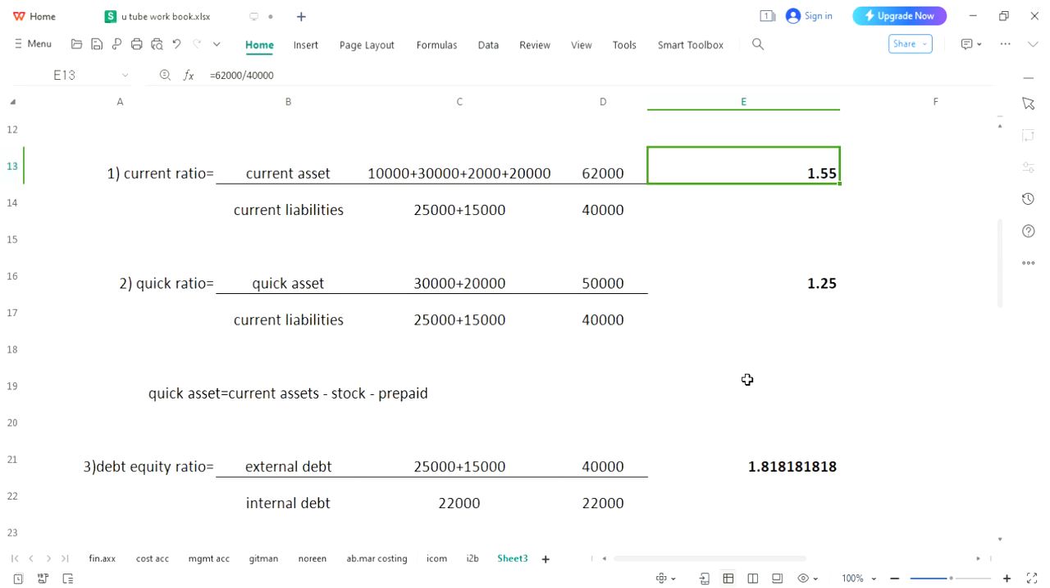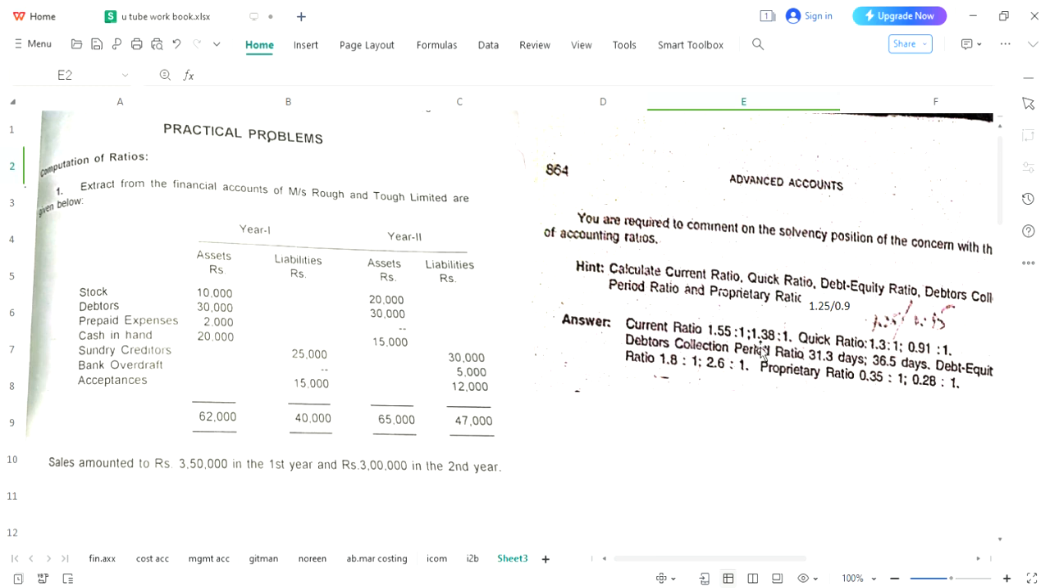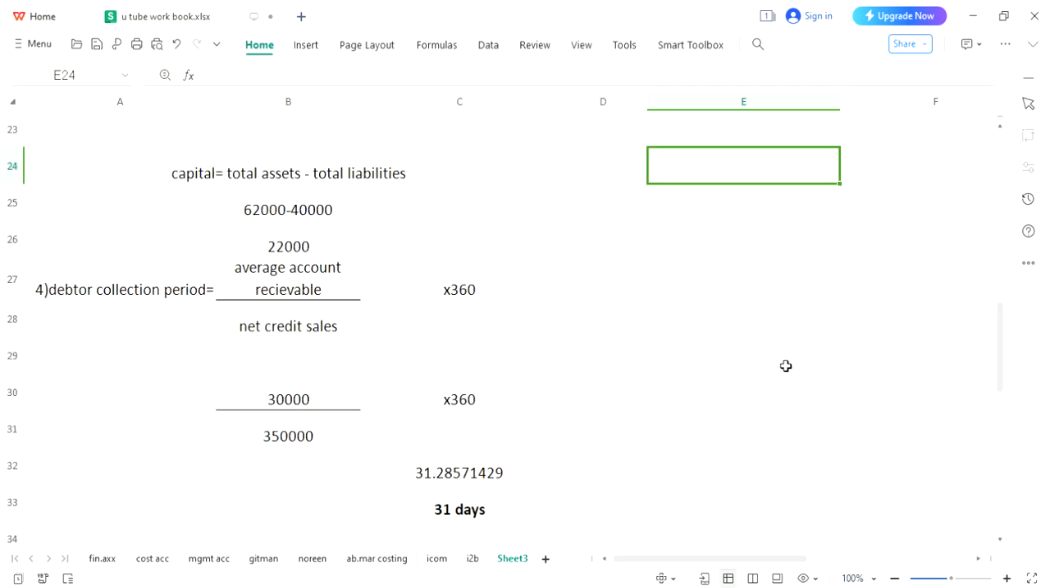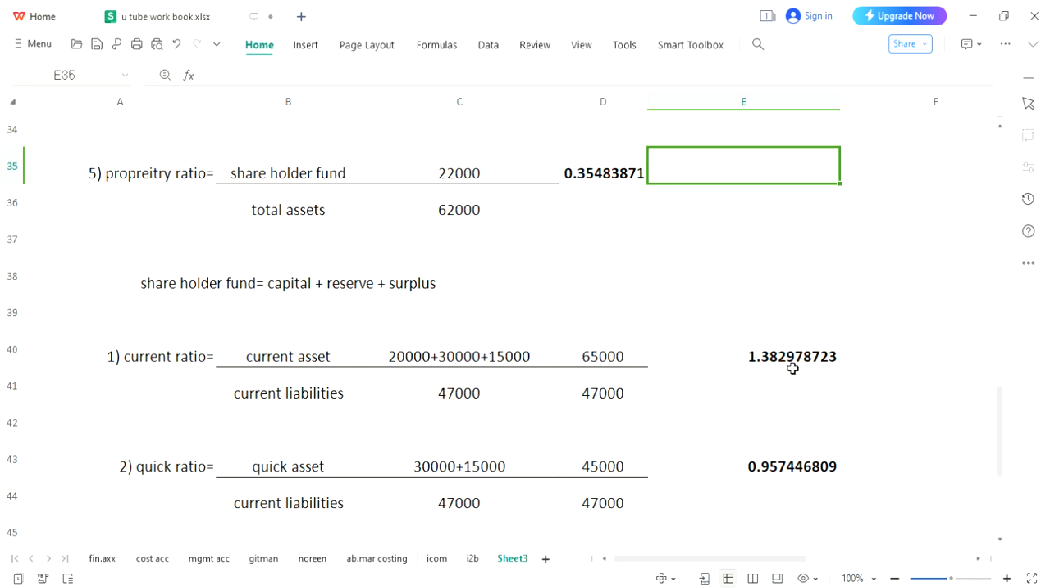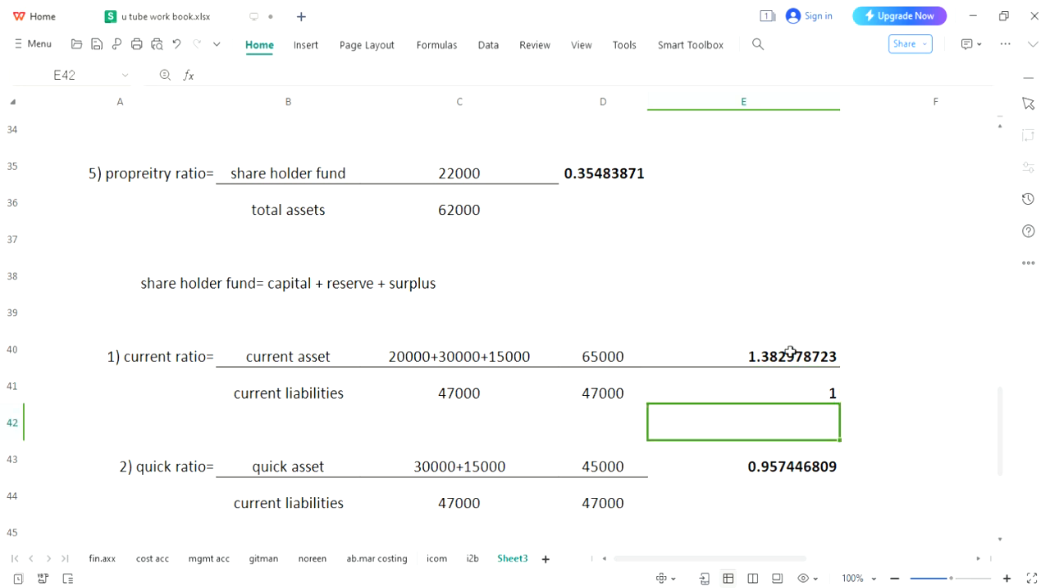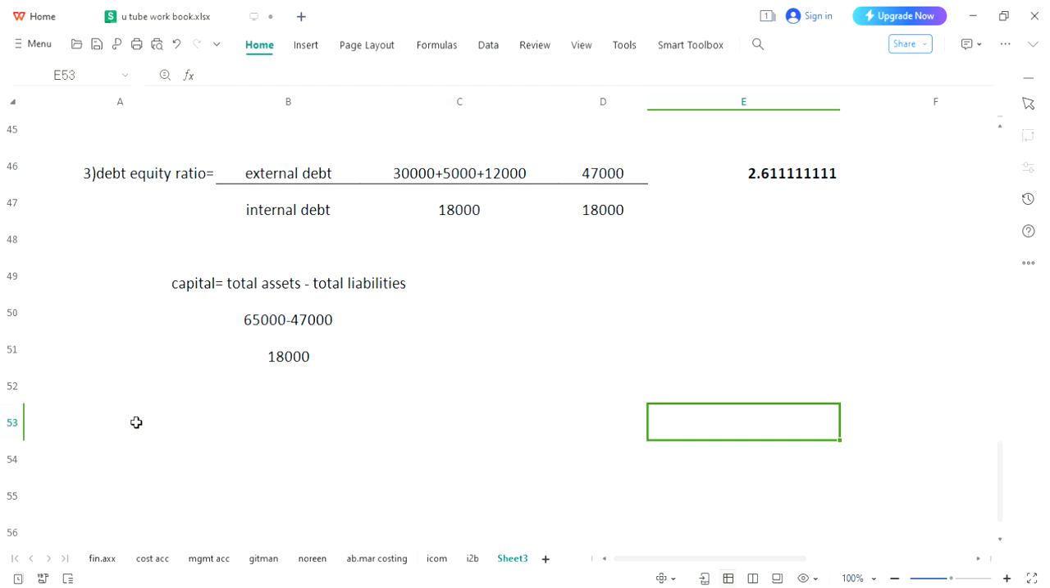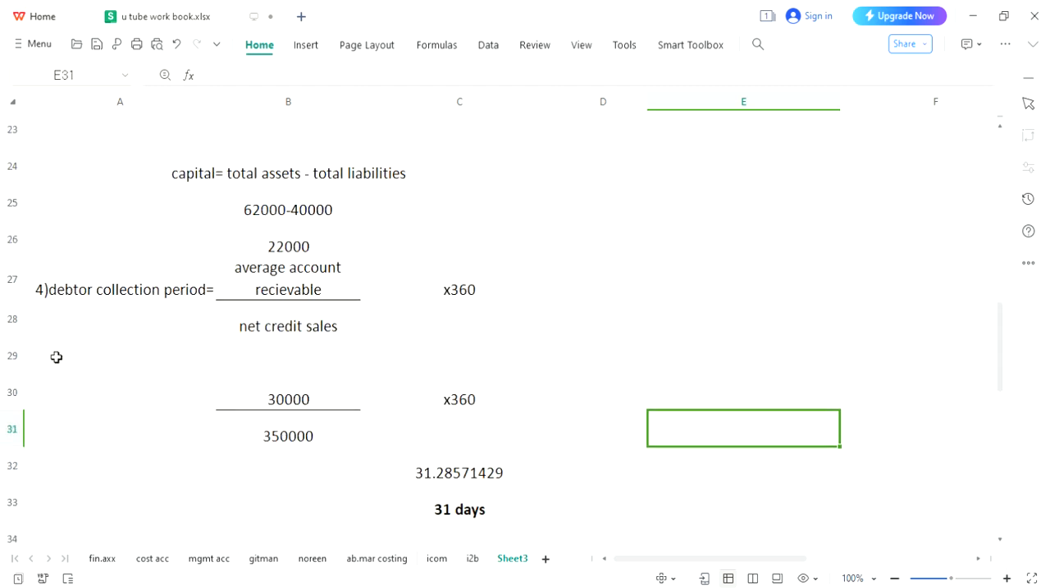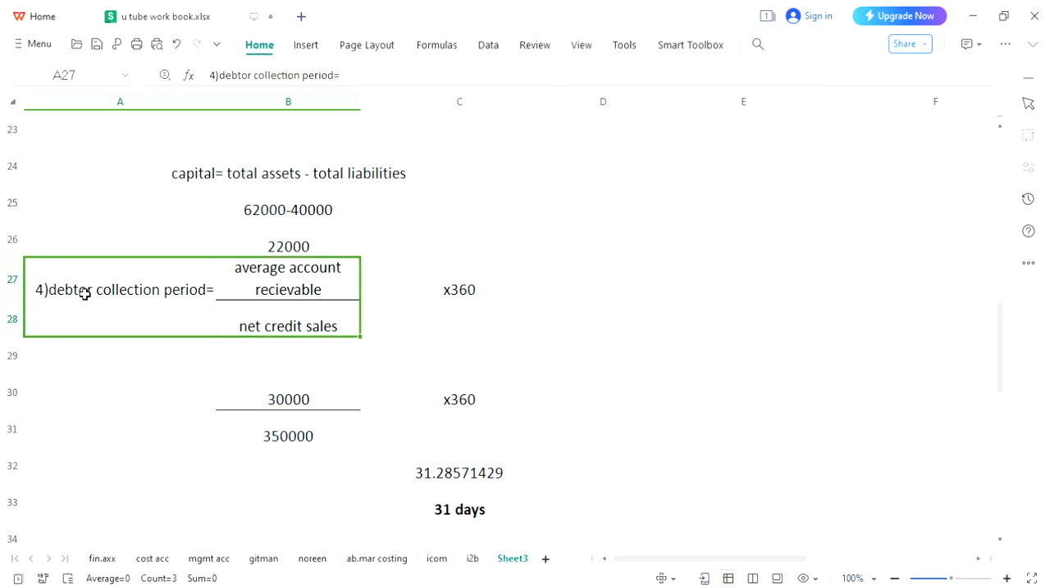Okay, one thing you can note is that each answer has a 1 as the denominator. So it's not a matter of worry or botheration. You can ignore it because you may write this answer as 1. That would not make any difference. It means 1.38 divided by 1 is equal to 1.38. So you may write it or you may not write it. It's just the same thing. So we have calculated the third formula, and now the fourth is debtor collection period.